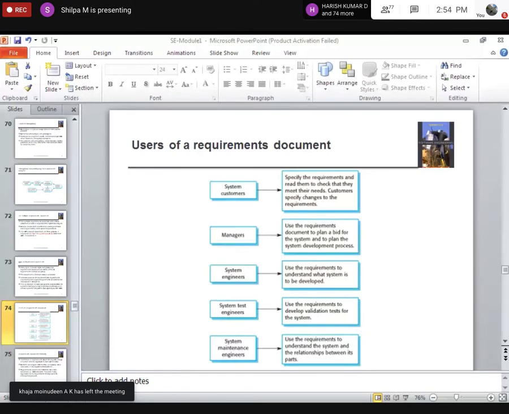So the maintenance people, if something goes wrong or something like that, they can manage all of that through requirements documents. Okay with this? So all these people require the requirements document. Who are they? Customers, managers, system engineers, test engineers, and maintenance engineers. Agree with it?